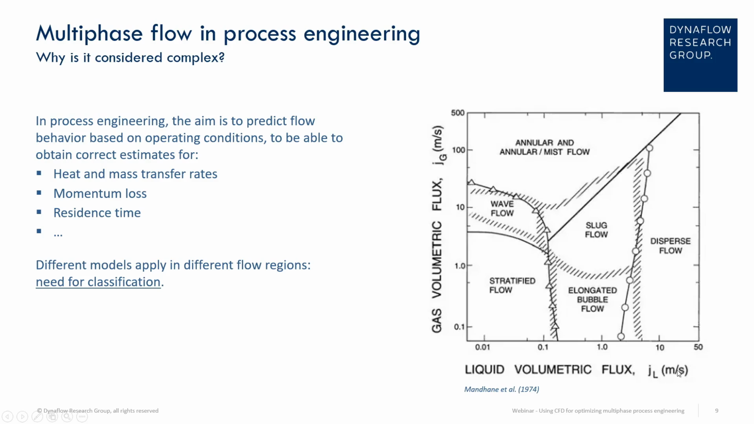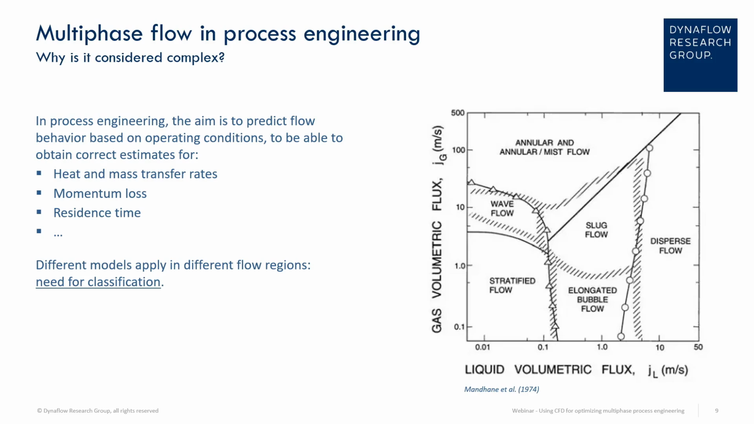If you have a large flow of liquid, you will have a dispersed flow. If you have a low flow of liquid but a lot of gas, you will end up annular, and everything in between. So these maps are often used to predict the flow pattern that you'll have and to choose a corresponding model for the heat and mass transfer rates, etc.